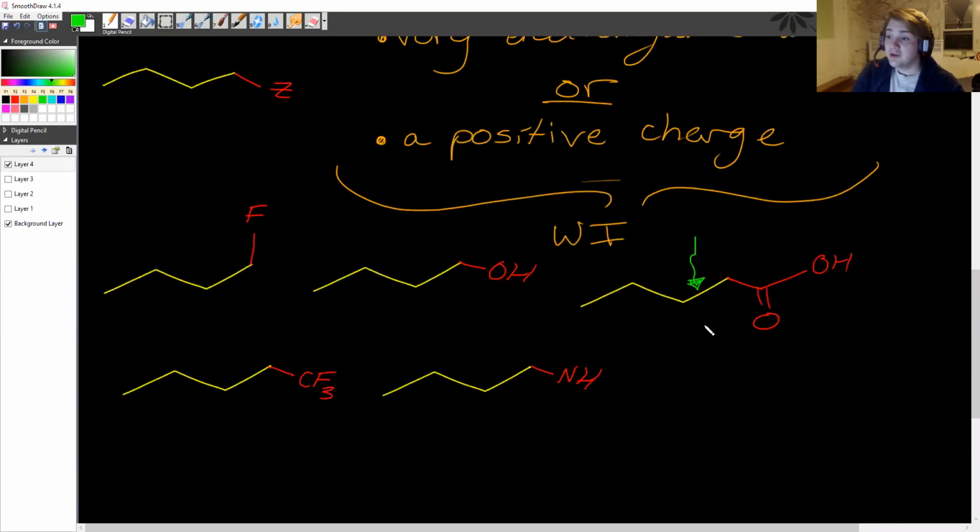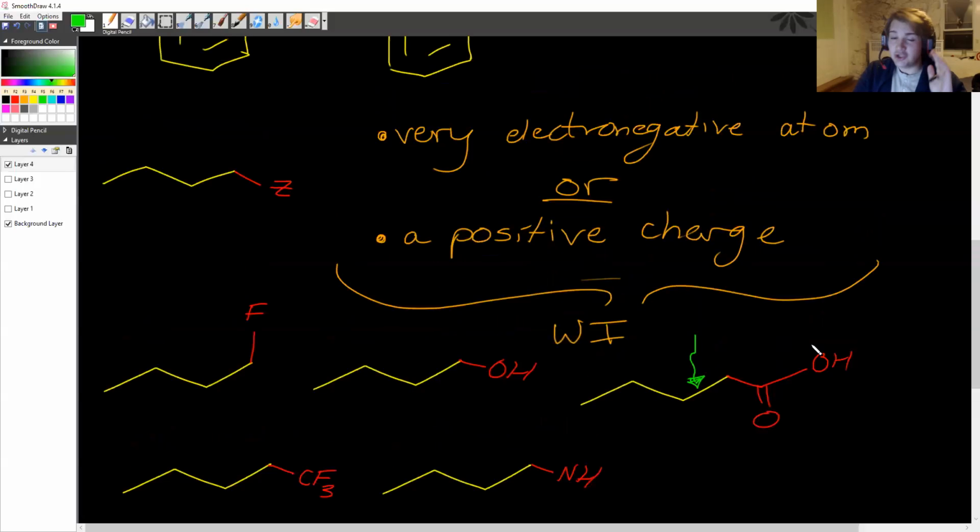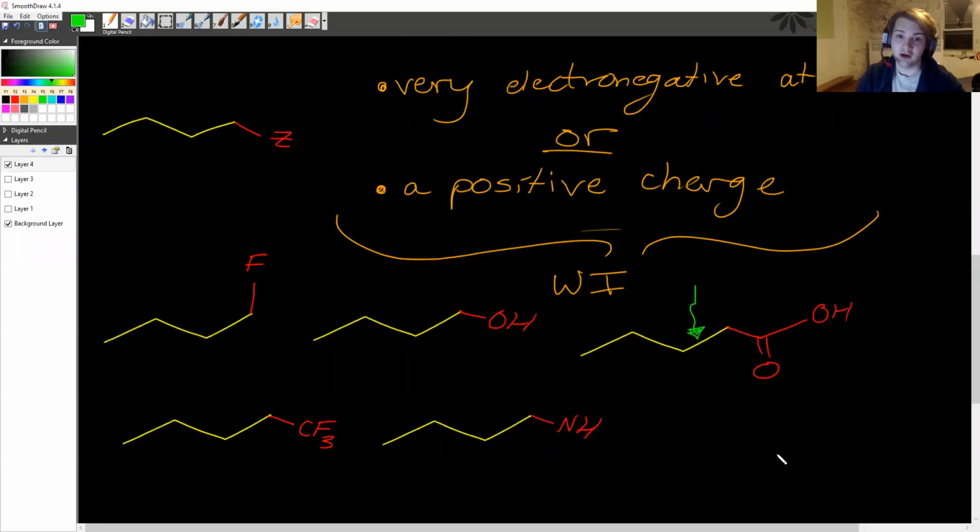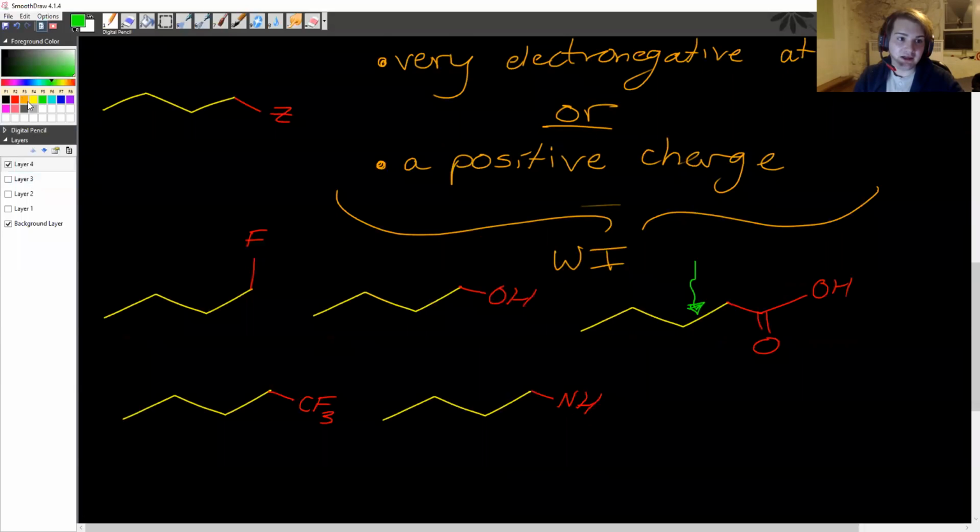So the question was, I thought it was always withdrawing inductively. Not always. There's a couple of exceptions that show donating. But it will always be inductive. You won't find resonance with aliphatic, right? What's an example of a positively charged substance? It'd be something like an NH3 group. Look, that positive charge.